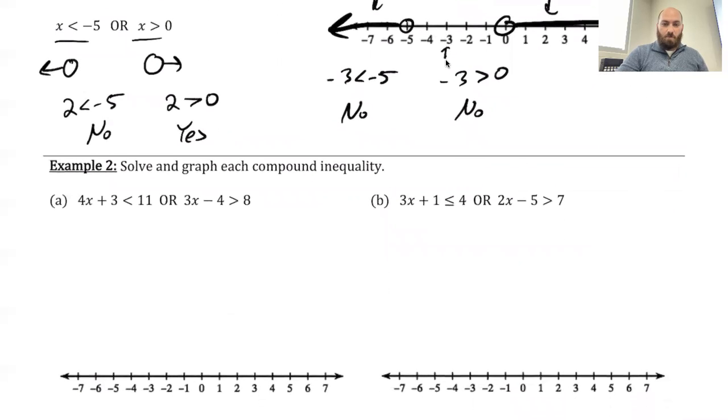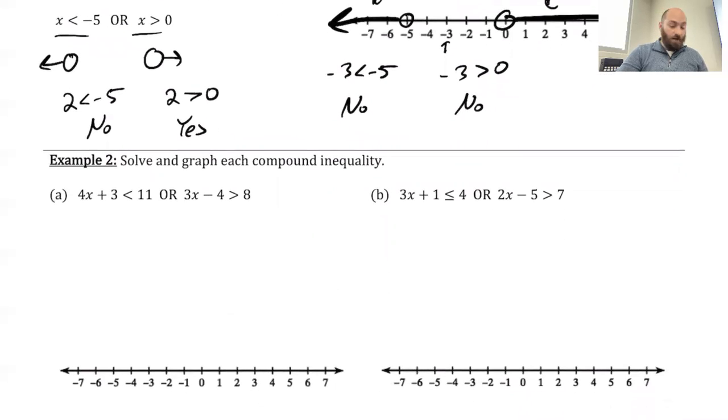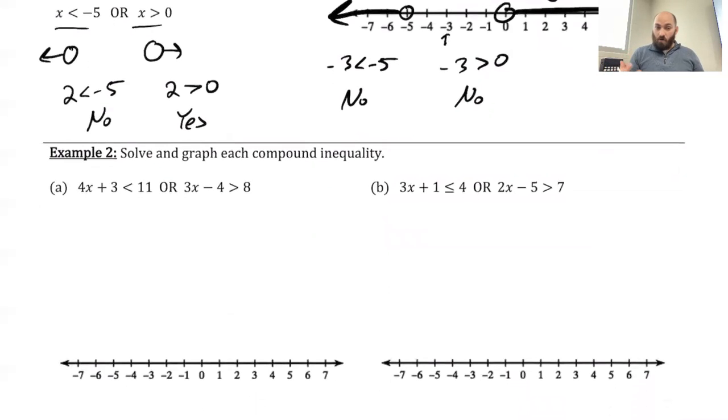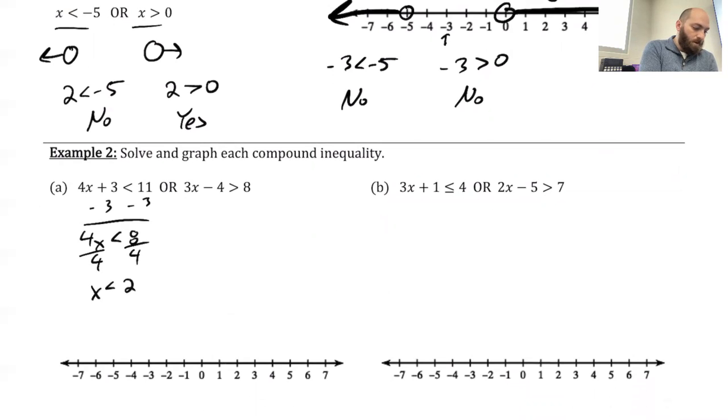Okay, so for example 2, we got these two possibilities here. This works just like we did with our inequalities before. We're going to solve these, but we're just going to solve 2 of them. That's all. And then we're going to graph those both inequalities on there. So I'm going to start with subtracting 3 to both sides. So 4x is less than 8. And we can divide both sides by 4 so that x is less than 2. Over here, I'm going to add 4 to both sides so that 3x is greater than 12. Then we can divide by 3 so that x is greater than 4.